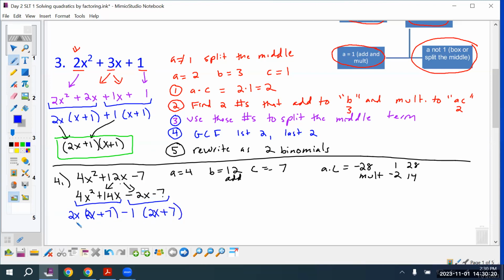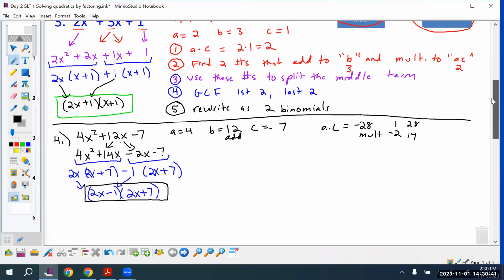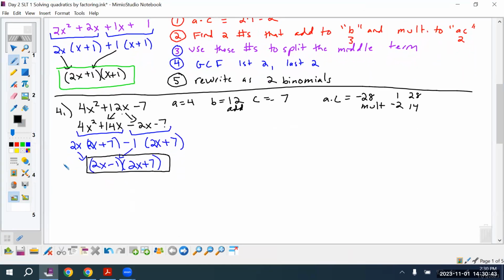Now I'm going to rewrite it. I bring down the 2x and the minus 1, and it's 2x minus 1, 2x plus 7. So that is the split the middle method of factoring. If you like that, fantastic. If you want to see one more, well, or if you just don't like it, let's do it. Here we go. Let's all write down one more, and then you can decide which method you like the best.